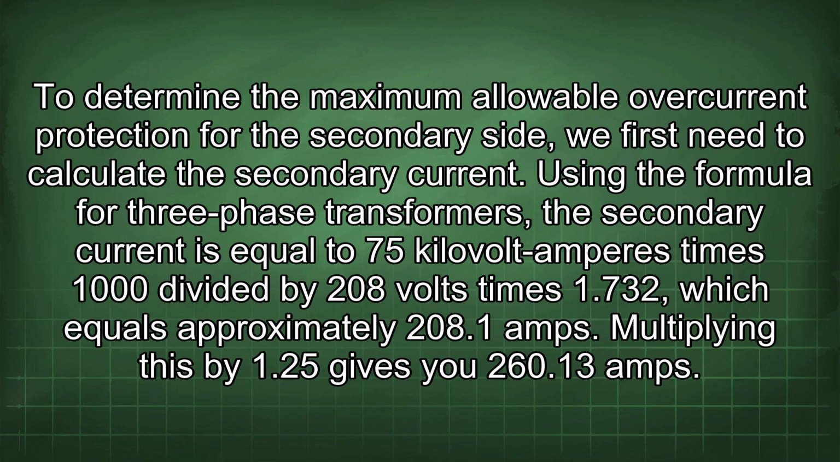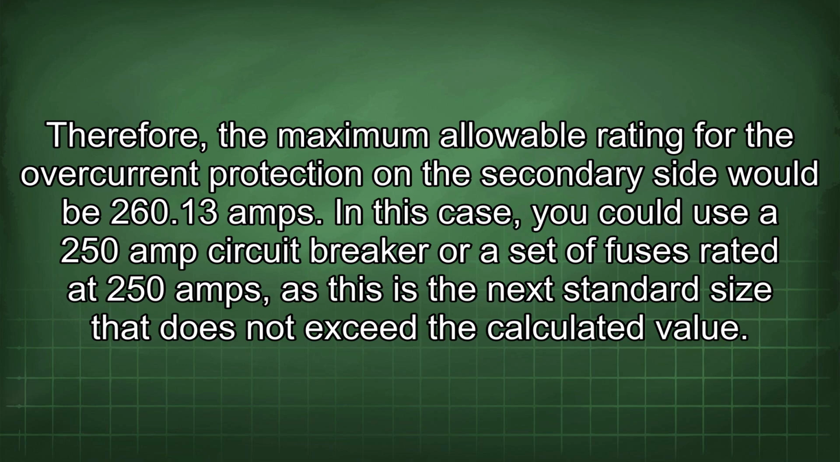Using the formula for three-phase transformers, the secondary current is equal to 75 kVA times 1000 divided by 208 volts times 1.732, which equals approximately 208.1 amps. Multiplying this by 1.25 gives you 260.13 amps. Therefore, the maximum allowable rating for the overcurrent protection on the secondary side would be 260.13 amps. In this case, you could use a 250 amp circuit breaker or a set of fuses rated at 250 amps, as this is the next standard size that does not exceed the calculated value.